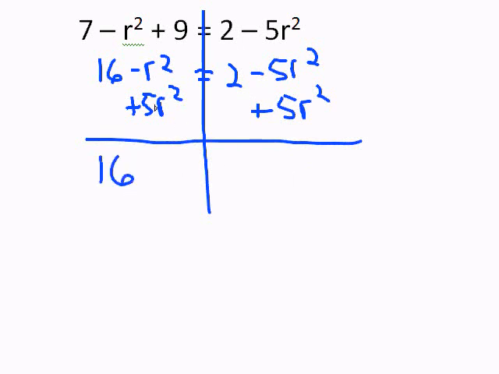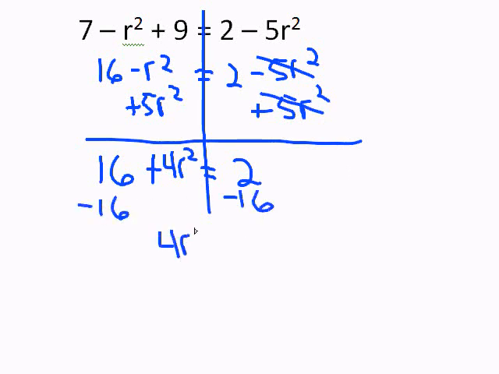This gives us 16. Negative r squared plus 5r squared is plus 4r squared is equal to 2. Negative 5r squared and positive 5r squared cancel. We're going to subtract 16 from both sides, giving us 4r squared is equal to negative 14. Then we can divide both sides by 4, giving us r squared is equal to negative 7 over 2.